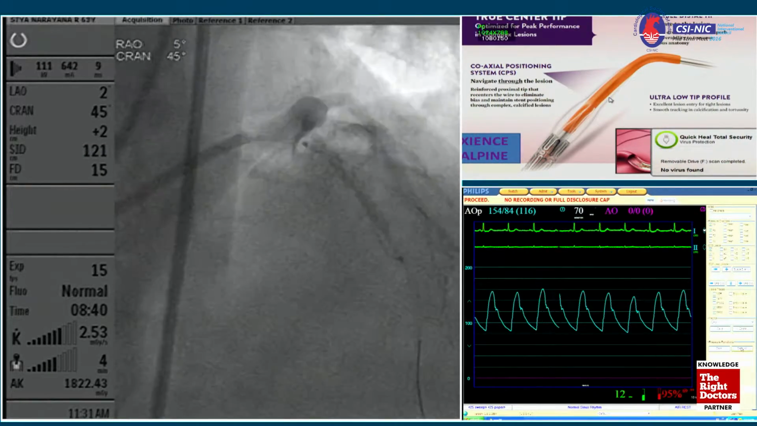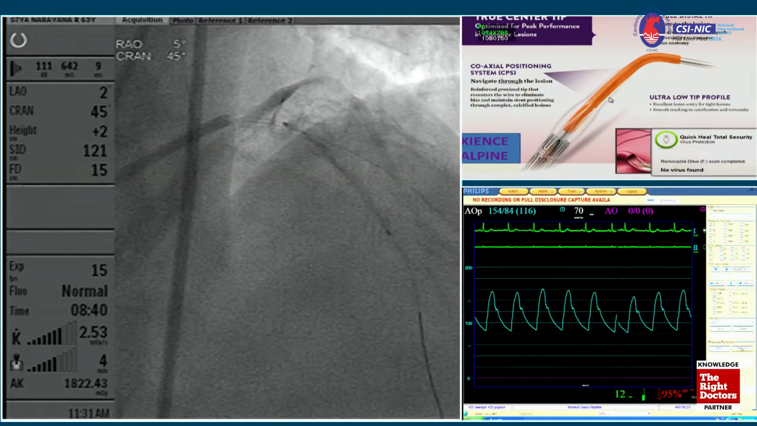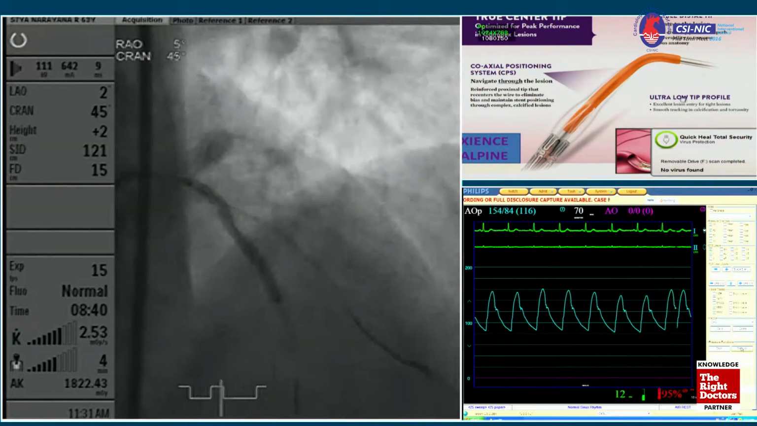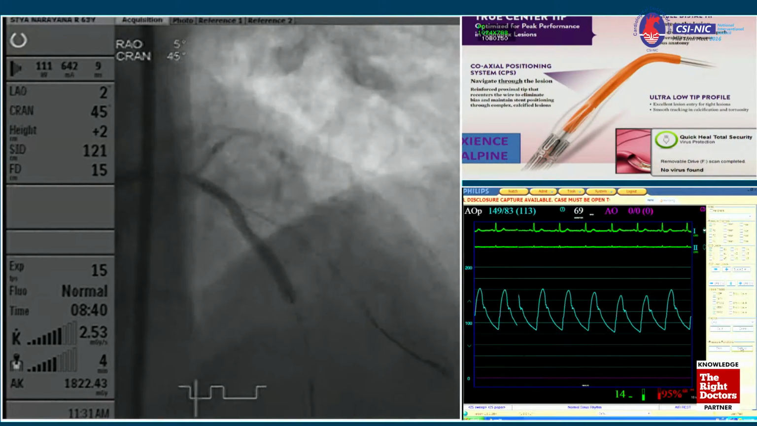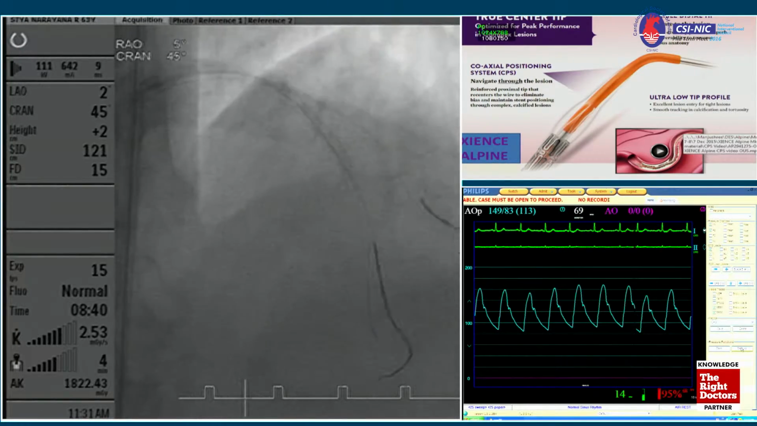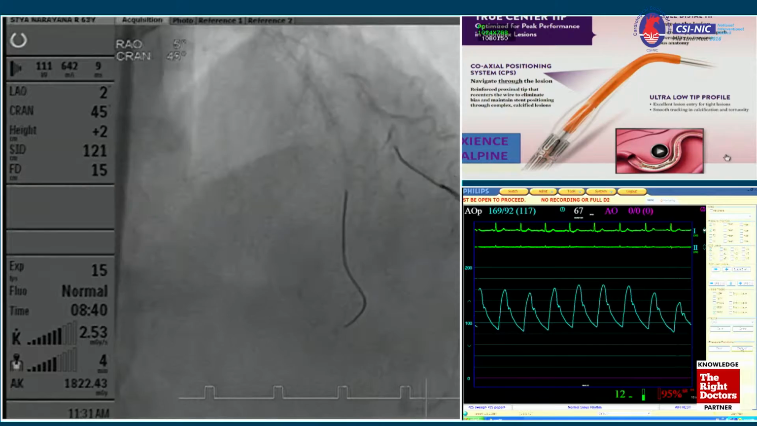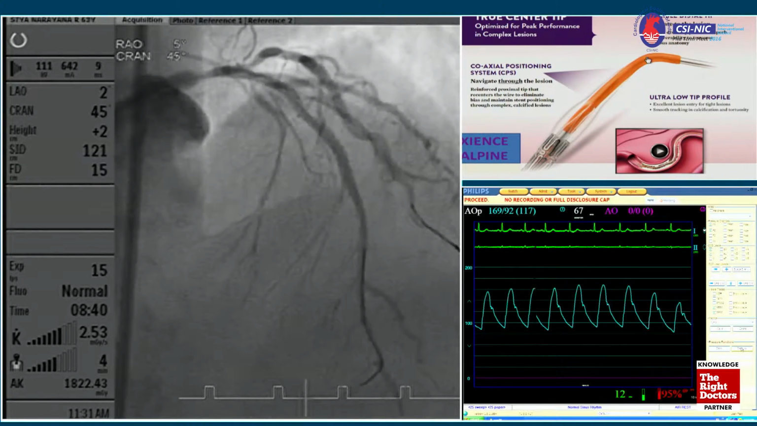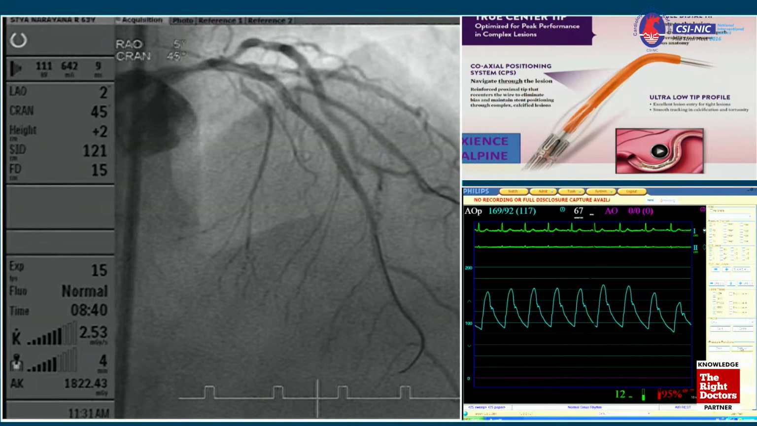Next, please. Here you see it's nicely expanded now. Next, please. Next, please. So this is our first injection. We have good flow in the diagonal. Our plan was to keep the diagonal simple because we still need to treat the left main. Next, please.